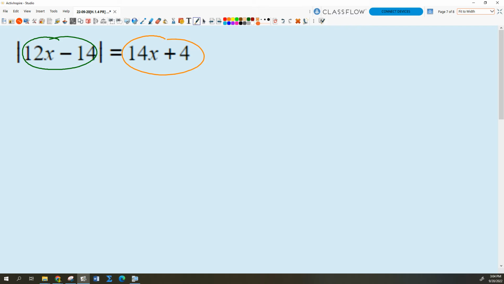Yeah, or positive. Okay, so either what's inside equals the positive outside expression, or it equals the negative opposite of the outside expression, right? And we would just solve both of those.